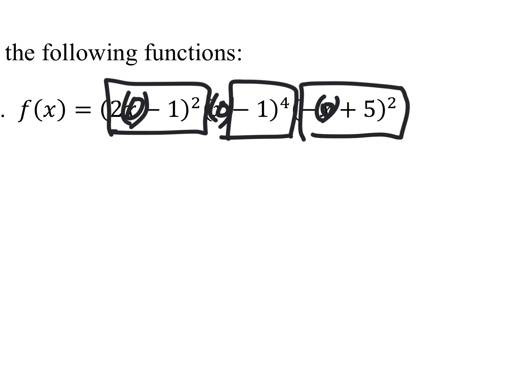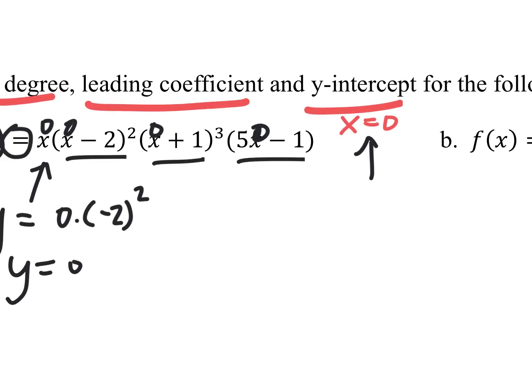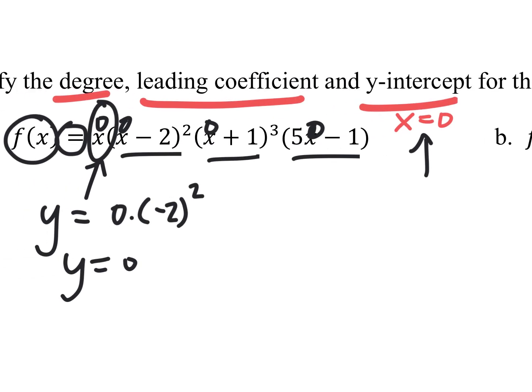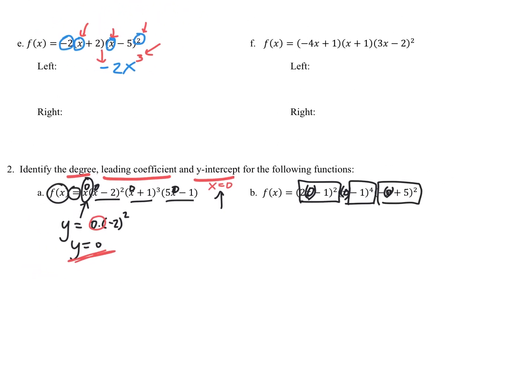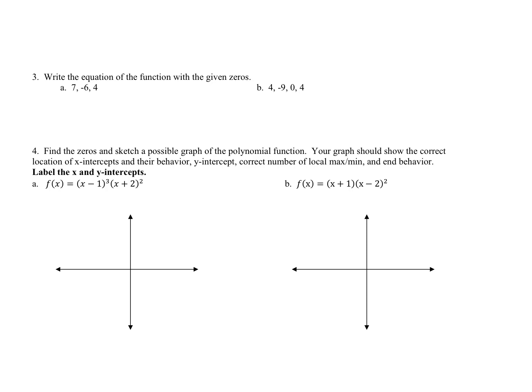It's not just 0 all the time. The only reason it was 0 on this one is because it had a 0 times at the very beginning. So when you do 0 times anything, you get y equals 0. Okay, so there's some hints for that page.